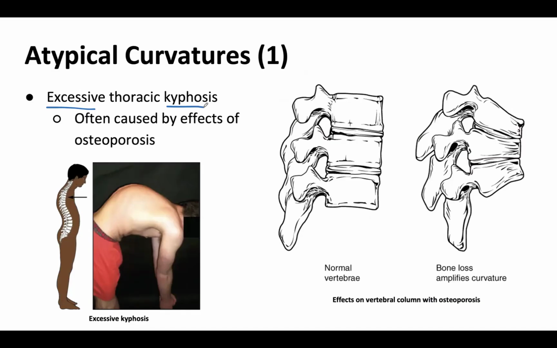Kyphos means hump, and sometimes, unfortunately, you hear this referred to as a humpback. This can be caused by many different issues, things such as tuberculosis, which may cause partial collapse of the vertebral bodies, rickets, poor posture. These can all cause excessive kyphosis. A common cause is also advanced osteoporosis, with that spongy bone being lost in the vertebral bodies, which will amplify that curvature.